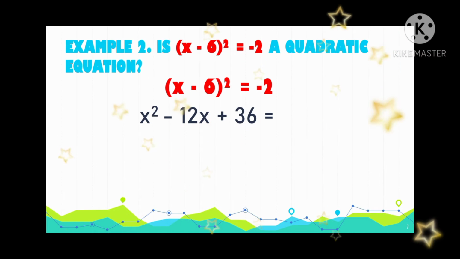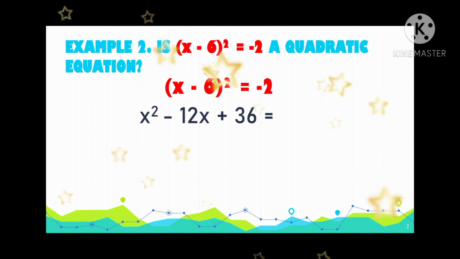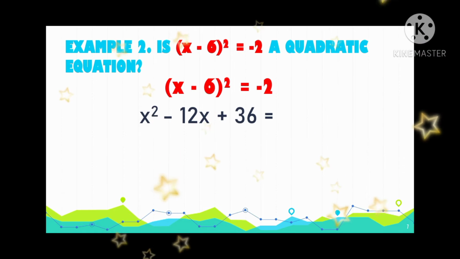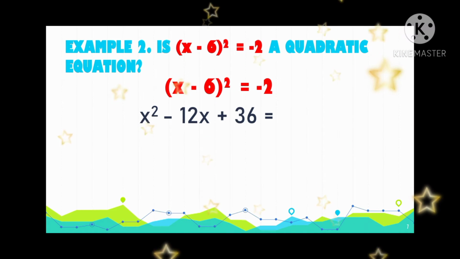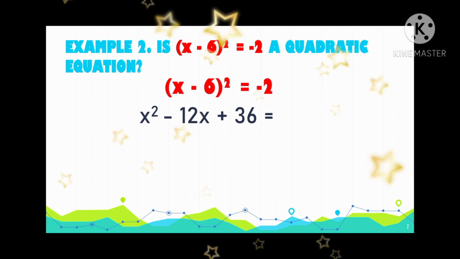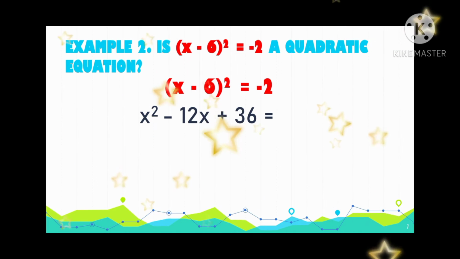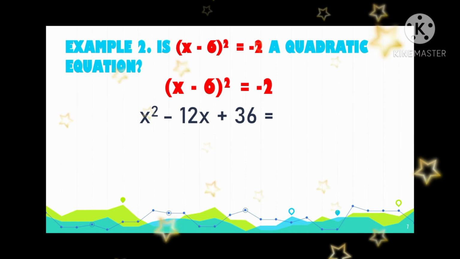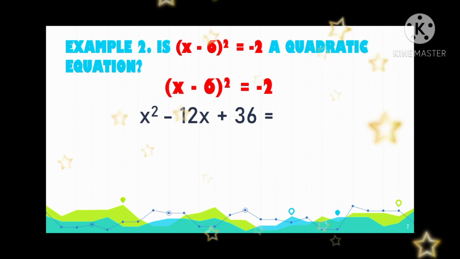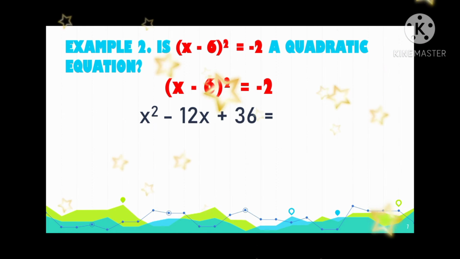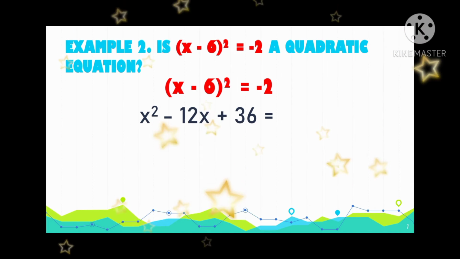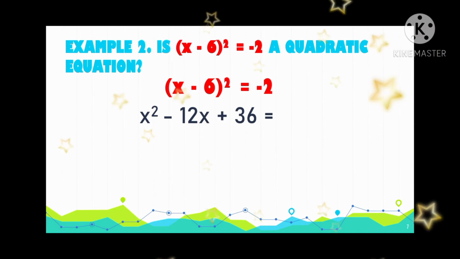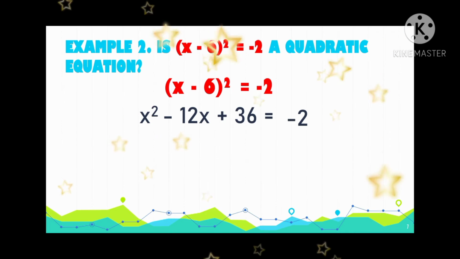Paano nakuha yon? So, to get the square of a binomial, ang gagawin lang is square the first term of the binomial. So, we have now x squared. Then, negative 12x is the product of the terms multiplied by 2. So, x times negative 6 times 2 is equal to negative 12x. Then, 36 is the square of negative 6. Then we have negative 2.